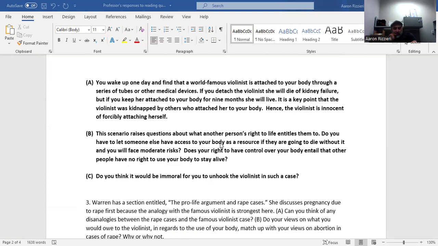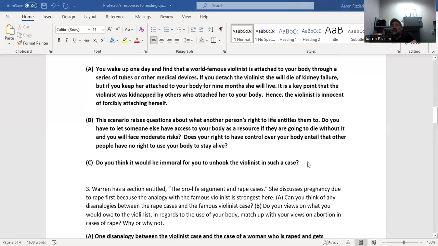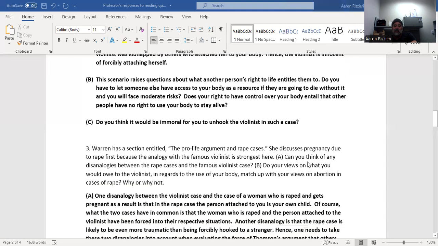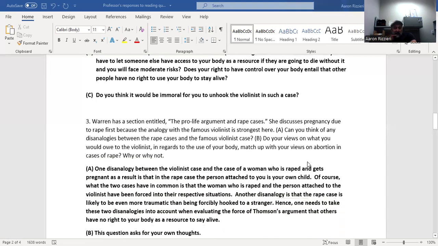So C says, do you agree or disagree with her? So not thinking ahead to the abortion case, just thinking of the violinist case, do you think it's okay to detach the violinist? All right. So let's move on to question 3. If you say yes, of course, the idea is that this is supposed to support the pro-choice position, and if you say no, this will ultimately support the pro-life position.